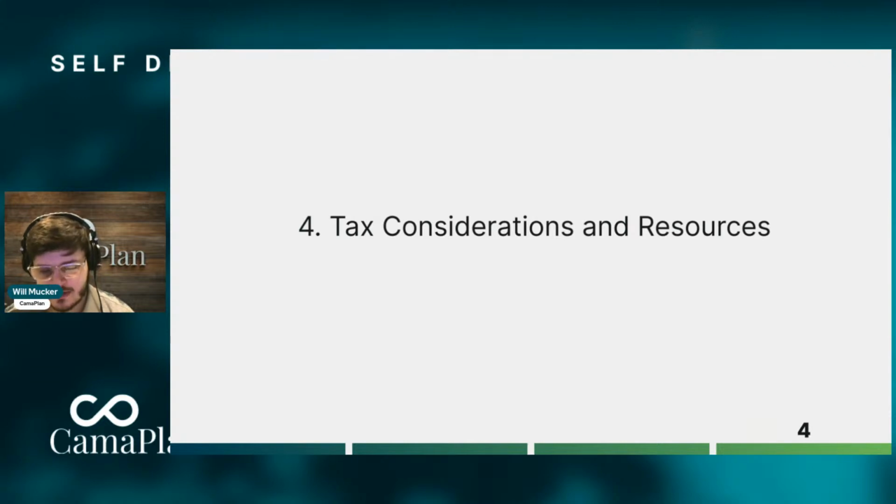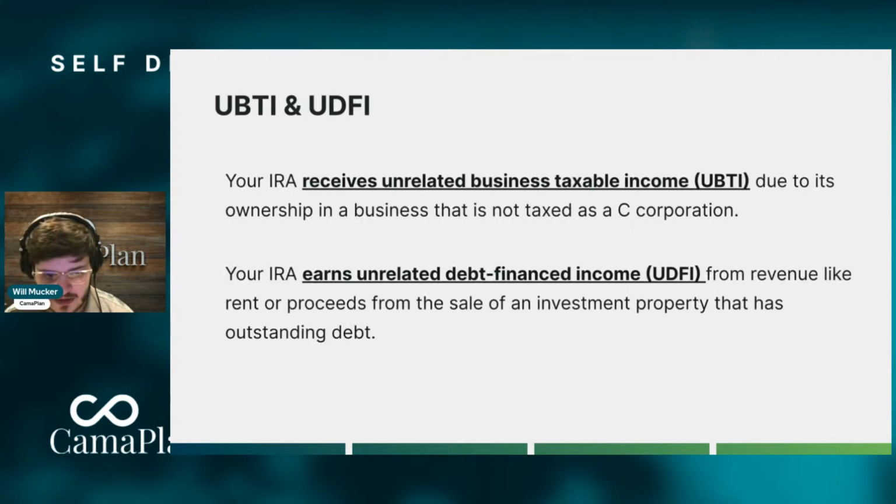Lastly, we'll spend a very short amount of time on tax considerations and resources because, again, I'm not a tax professional. These are just some things that we're aware of within the IRA that you may want to run by your tax professional if you think some of these things may apply to you because they're going to be the final say on what you do.